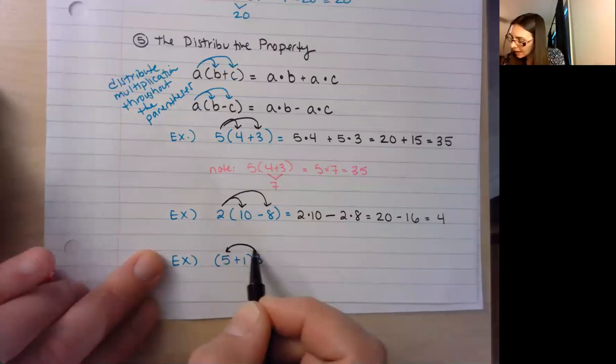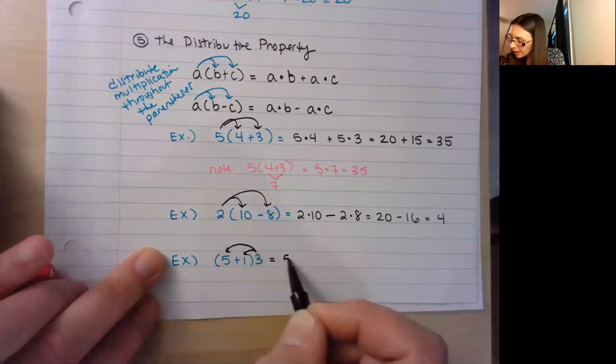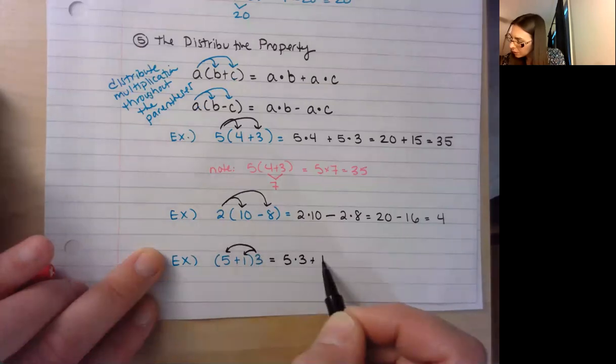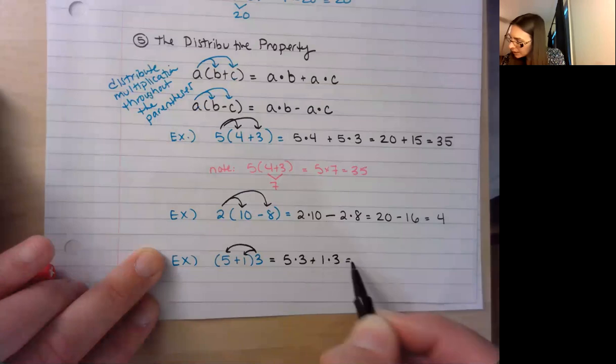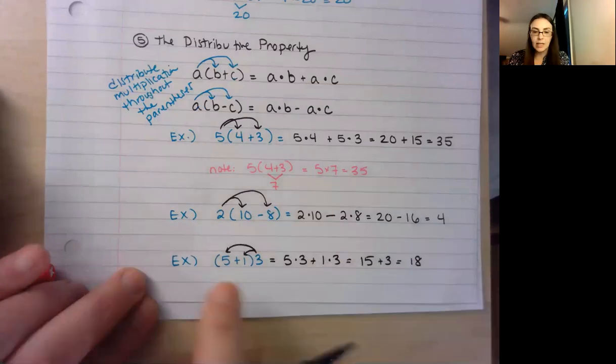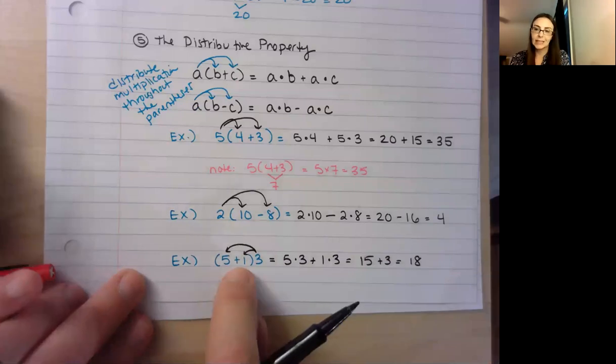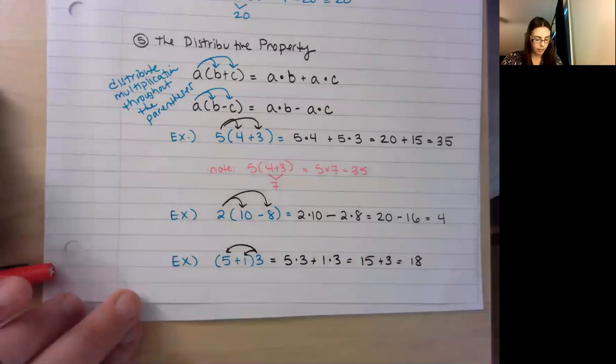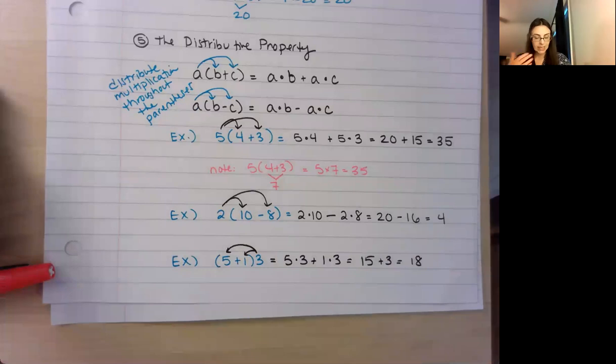So you'd have 5 times 3 plus 1 times 3. So 15 plus 3 is 18. And it'd be the same thing. 5 plus 1 is 6. 6 times 3 is also 18. So we have that distributive property here, which again is going to be really helpful once we get into variables.